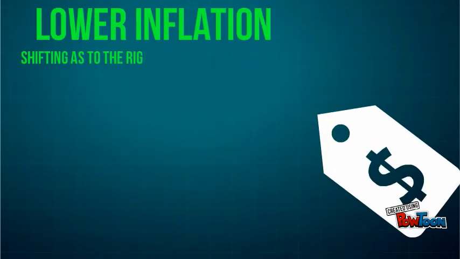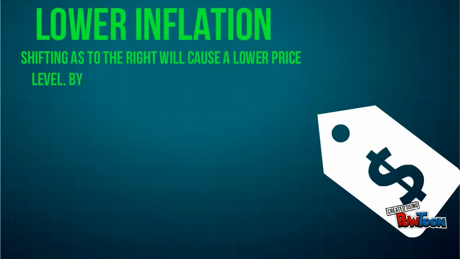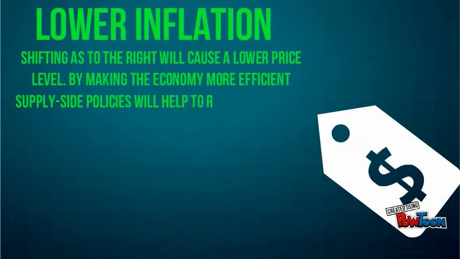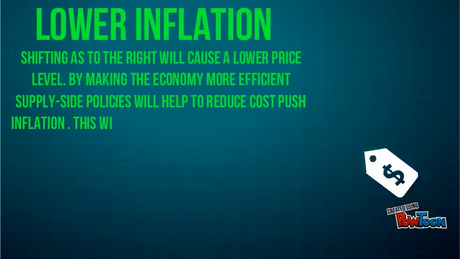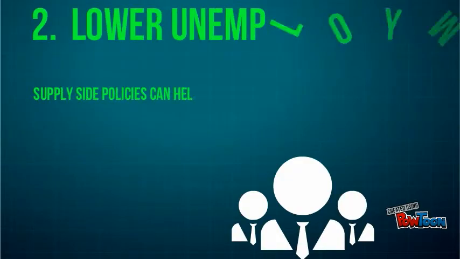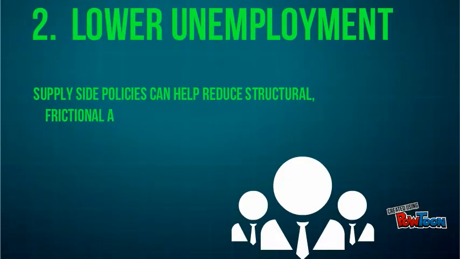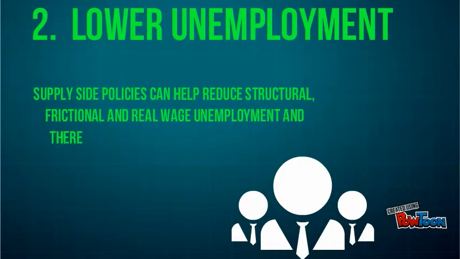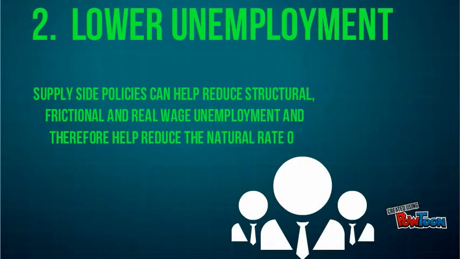Benefits of supply-side policies. There is lower inflation. Shifting AS to the right will cause a lower price level. By making the economy more efficient, supply-side policies will help to reduce cost-push inflation. This will make the general public better off on their standard wages. Lower unemployment. Supply-side policies can help reduce structural, frictional and real wage unemployment, and therefore help reduce the natural rate of unemployment.